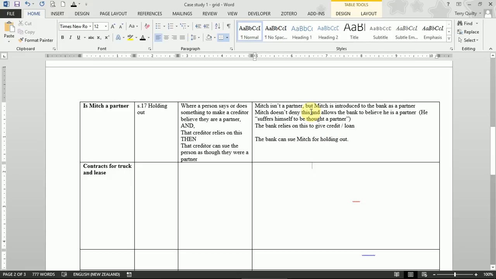So summing that up, we can say Mitch is not a partner, but is introduced as a partner, and he doesn't deny this, allowing the bank to believe he is a partner. This is an example from Section 17 of where a person suffers himself to be thought of as a partner. The bank clearly relies on this and gives credit, meaning the loan, and so the bank can sue Mitch for holding out.